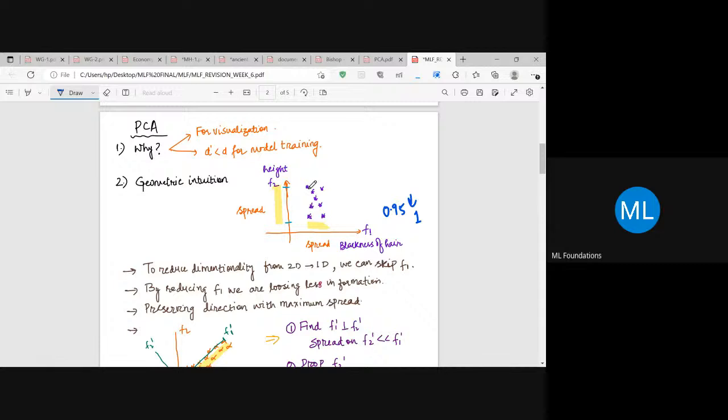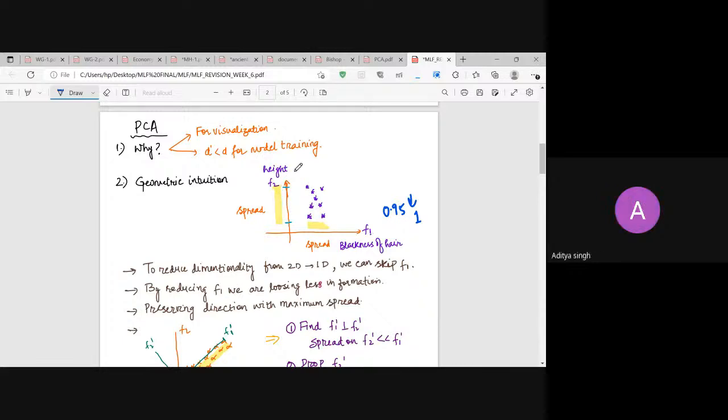Which one will give you an idea, which will help your model to give you the weight of that person: the height or the blackness of the hair, from this data set that I told you? Height, sir. Right? Why height?